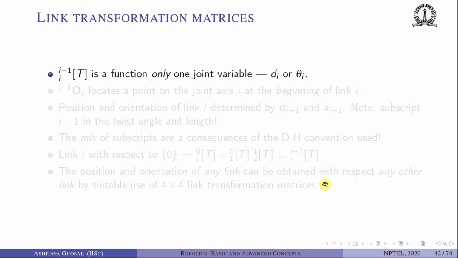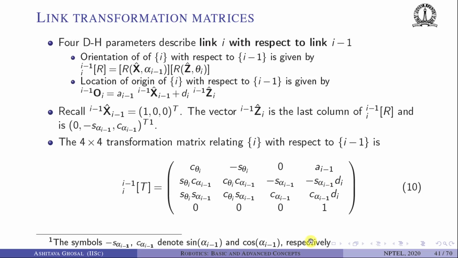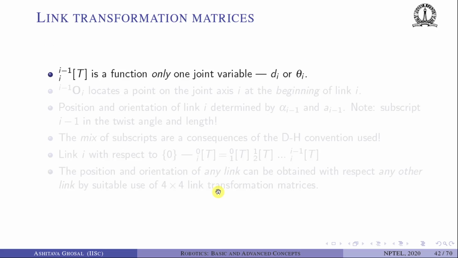The important thing to note is that this 4x4 homogeneous transformation matrix is a function of only one joint variable, either di or theta i. So if the joint axis i is rotary, then theta is the variable. If the joint axis i is prismatic, then di is the variable. All others are constant. Okay, why? Because again, remember we are dealing with 1 degree of freedom joints. So actually there should be only one variable, which is the joint rotation or the joint translation.